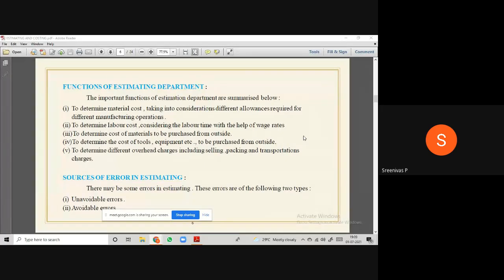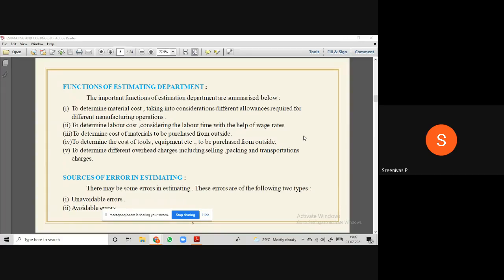An estimator should have good knowledge about different allowances for time. In the sense, I told about work study. In work study, again it differs from a time study. In time study, we will calculate the time required for manufacturing a component. For example, assume that the required job is to prepare internal threads.